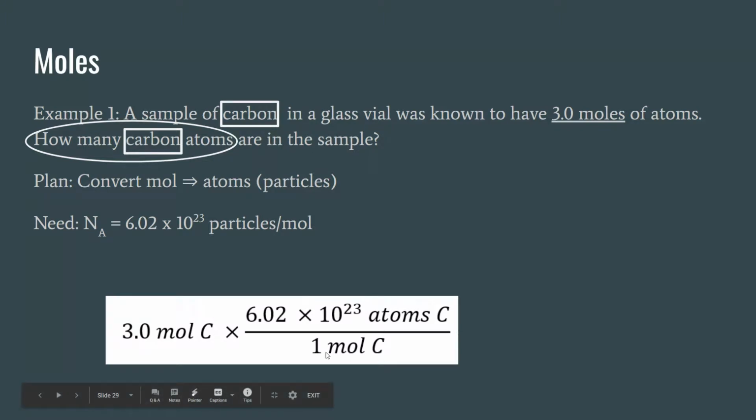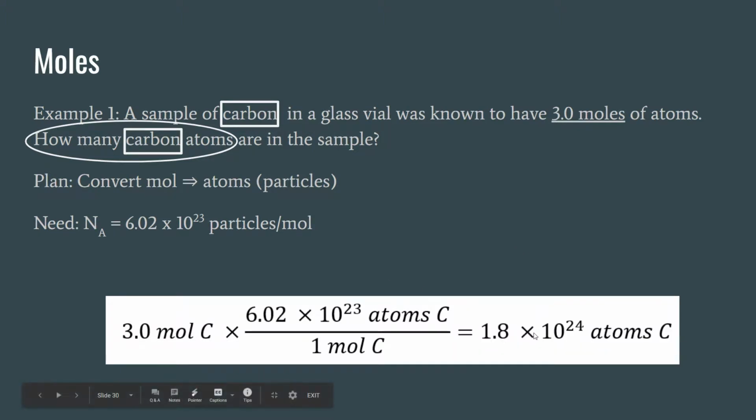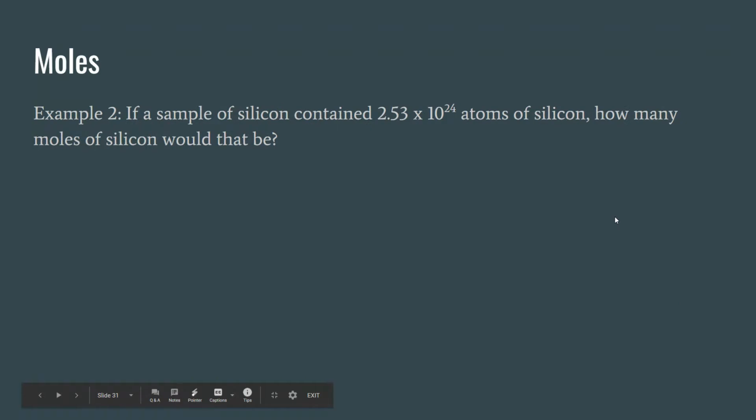Again, dimensional analysis, we're lining up our units. Moles of carbon are going to be canceled out by the moles of carbon on the bottom, leaving me with the atoms of carbon on top. And I'm just going to plug this into the calculator. 3 times 6 is about 18, so we're going to get 1.8 times 10 to the 24 atoms of carbon. That's simple. Let's look at another example.